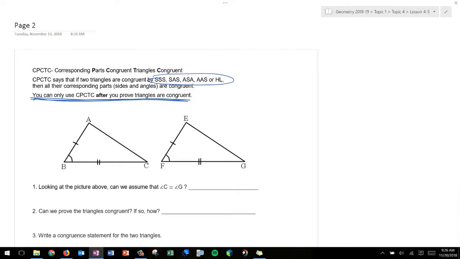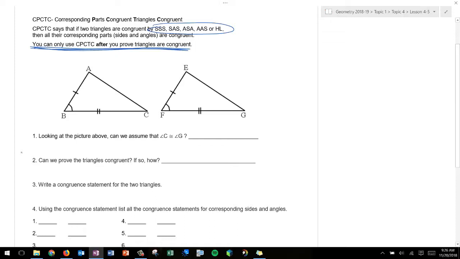You can't say that 2 things are the same unless we've proven the entire figures are the same. So looking at these 2 pictures, they want to know, can we assume that C and G are congruent? Since we've got 2 sets of congruent sides with an included angle, we can say yes, because these triangles are congruent by side, angle, side. Since they're congruent by side, angle, side, we can definitely say that C and G are congruent using that CPCTC rule. Okay, and can we prove the triangles congruent? Yes, and that was through side, angle, side. So I got a little ahead of myself writing that in.